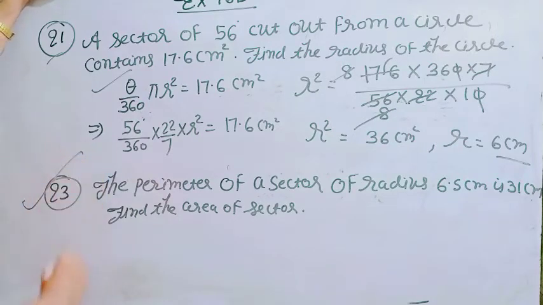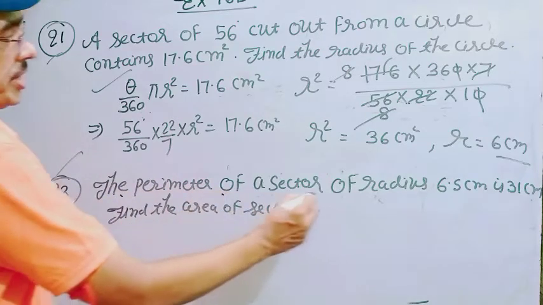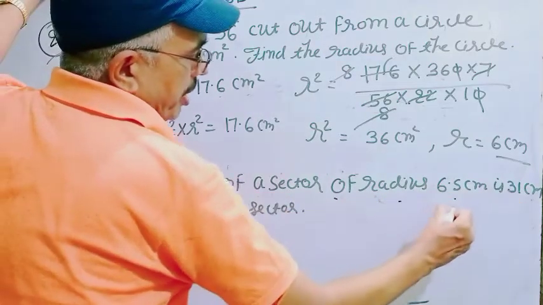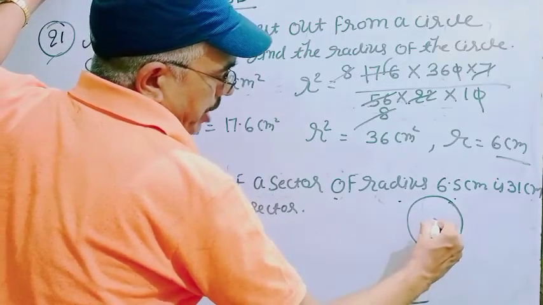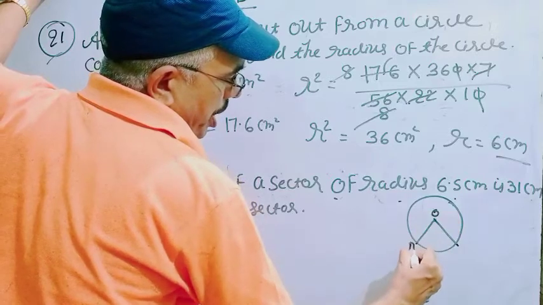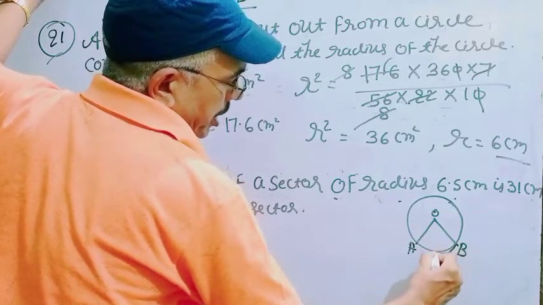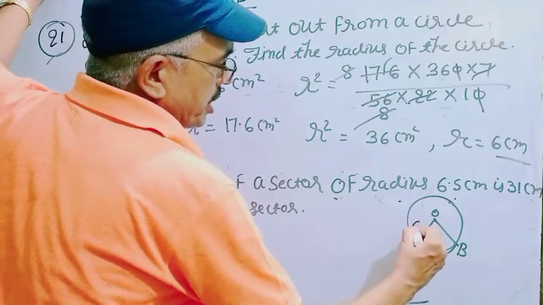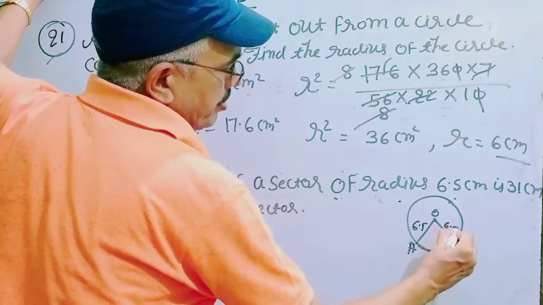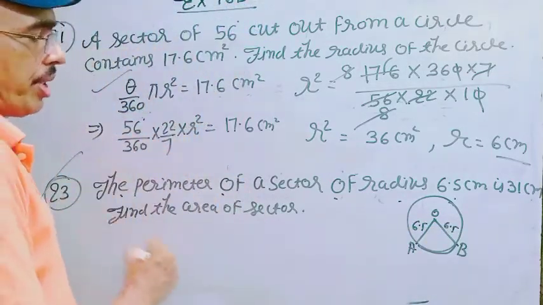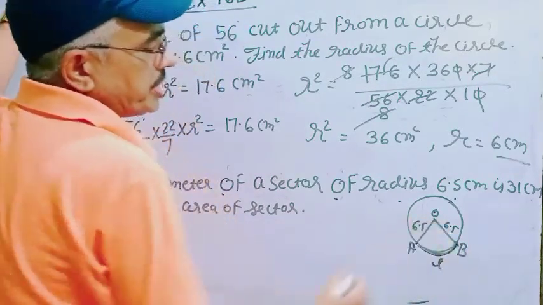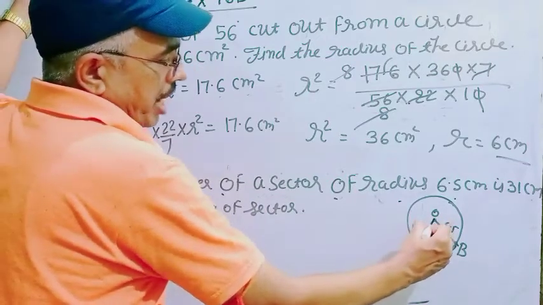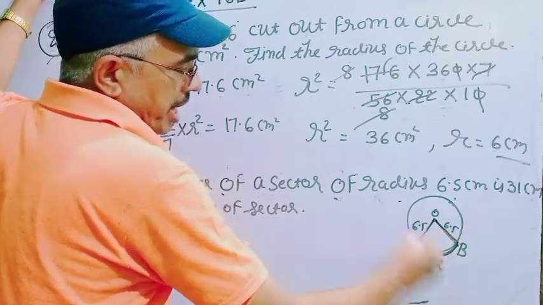After that, the next formula is related to another formula of the sector. That is, if the perimeter of the sector of radius given is 31, it is a circle, and dear student, it is the sector. OAB is the sector. If it is given 6.5, then it is also 6.5, because radii are equal, and the arc is denoted by L. So what is the perimeter of this sector? The perimeter of this sector is R plus L.